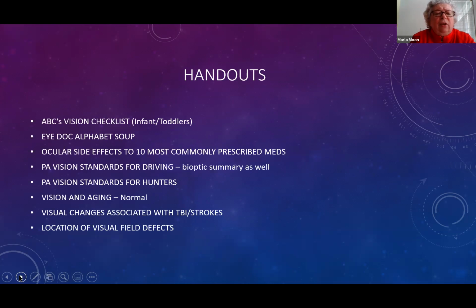And so those are all the things that are in the handouts: the ABC Vision Checklist, observations for infants and toddlers, the alphabet soup that breaks down all these terms. When you're looking at a doctor's report, you don't know what those terms mean, those initials. Ocular side effects of the 10 most common prescribed medications, the current standards for driving, in addition to the bioptic summary, standards for hunters, vision and aging, what's the normal process, vision changes associated with traumatic brain injuries and strokes, and associated locations of visual field defects. Next slide, please.